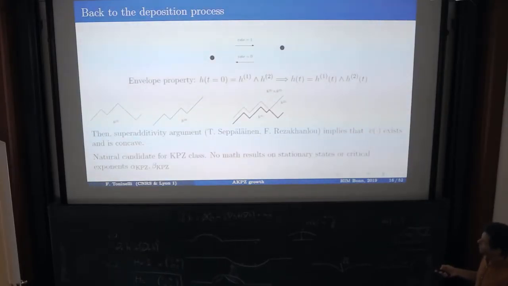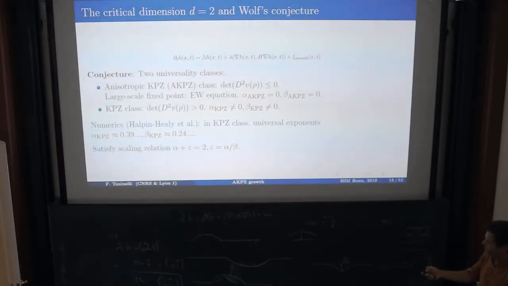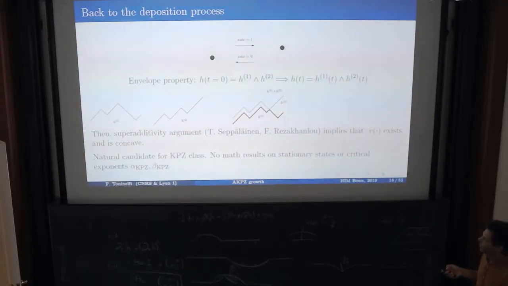But in fact, numerics has been done to compute the critical roughness and growth exponents. They give these numbers that they give here. And much more is known numerically, like there are certain limit non-Gaussian laws for the fluctuations and so on. But this is essentially all numerical. And the only thing you can prove mathematically is the existence of this speed and also a hydrodynamic limit.